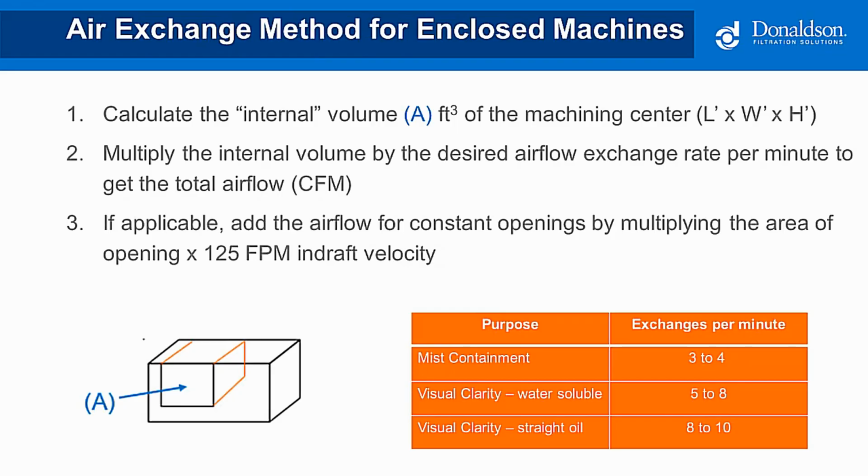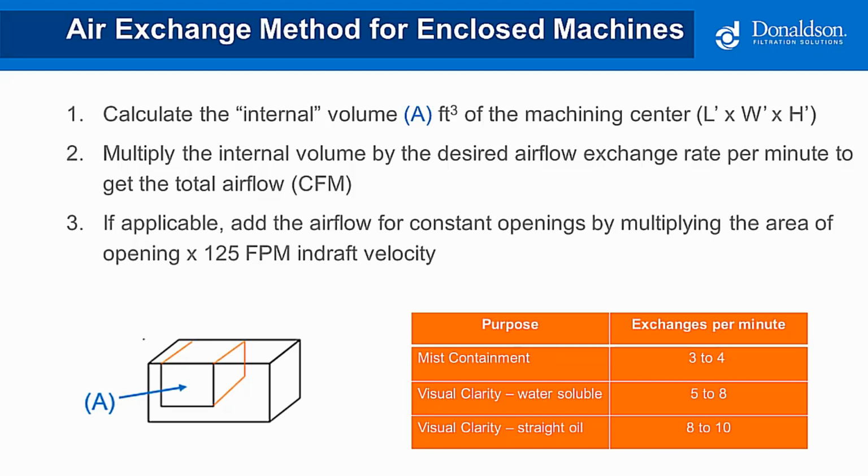The air exchange method for enclosed machines is a commonly used calculation for sizing mist collection systems. This calculation requires that you take the total enclosure volume where mist is being generated, and you multiply that value by the desired number of air exchanges per minute you would like to have in the enclosure. So in most cases, we're going to look at 3 to 4 air exchanges a minute because we really just want to keep the mist contained to the enclosure. Now, when using this method, you also need to take into account any constant openings, such as a chip conveyor, as we saw on the previous slide, which has a discharge chute that is always open. When calculating your constant openings, you need to take the area in square foot of that opening and multiply it by a recommended in-draft velocity of 125 feet per minute to get the airflow requirement for that specific opening.